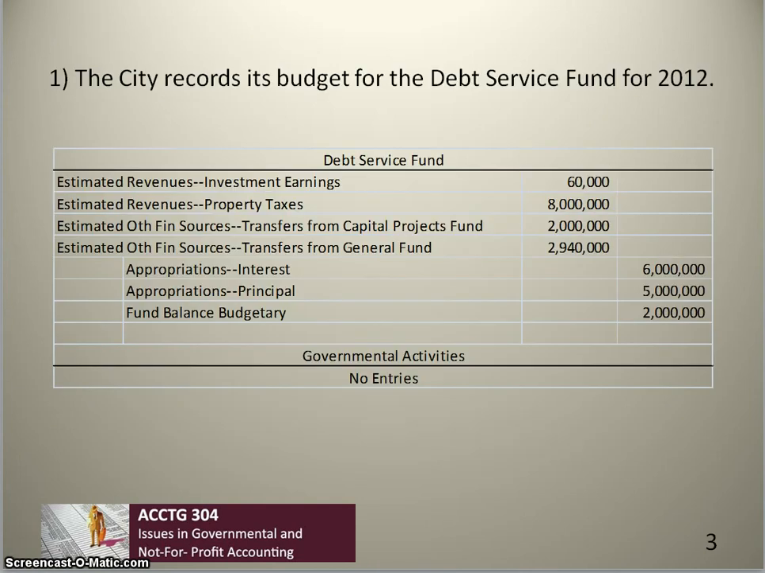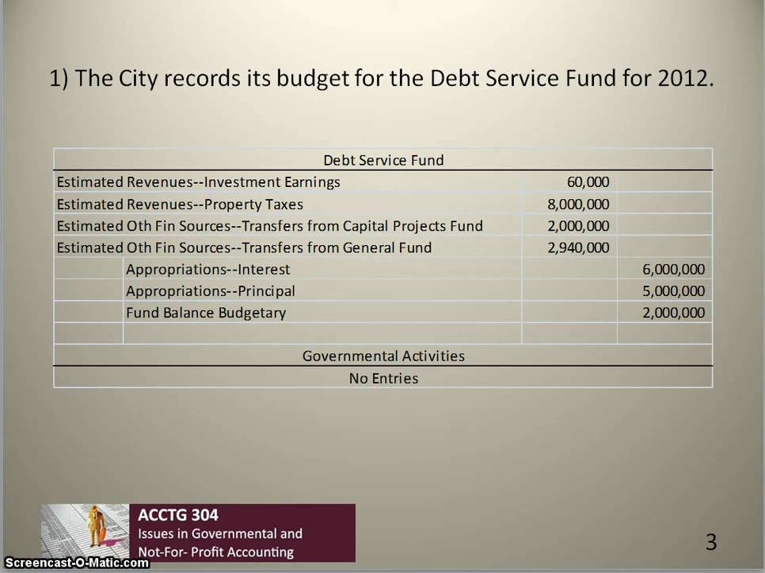So first, the city will record its budget for the debt service fund for the year 2012. Again, as I said before, the city estimates that investment earnings on the debt service fund will be $60,000, estimates that property tax revenues from the special property tax will be $8 million, appropriations for interest will be $6 million, which is 6% of the $100 million principal.